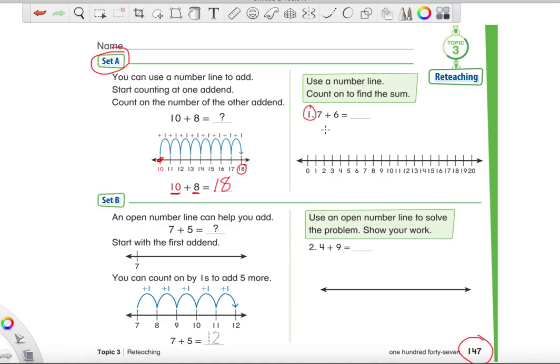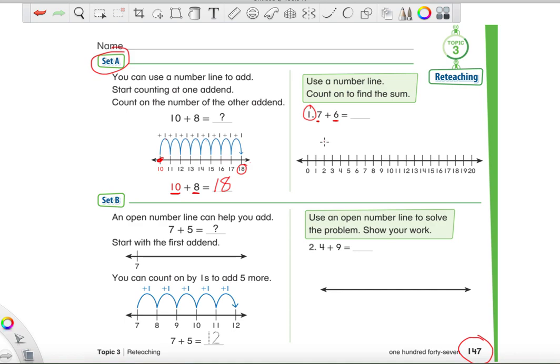We have 7 plus 6. Just don't forget that the first number is your start number. The second number is your jump number. I'll give you guys a few moments to try this one on your own. Alright, if you're still working on number 1, that's okay. Pause the video and take your time. But let's go over this together to make sure that we're using the number line the correct way.